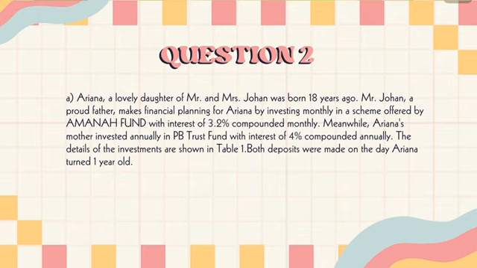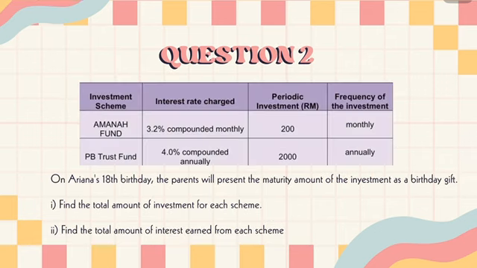Next, question 2A. Ariana, a lovely daughter of Mr. and Mrs. Johan, was born 18 years ago. Mr. Johan, a proud father, makes financial planning for Ariana by investing monthly in a scheme offered by Amanah Fund with interest 3.2% compounded monthly. Meanwhile, Ariana's mother invested annually in PB Trust Fund with interest 4% compounded annually. The details of the investment are shown in Table 1. Both deposits were made on the day Ariana turned 1 year old. On Ariana's 18th birthday, the parents will present the maturity amount of the investment as a birthday gift.